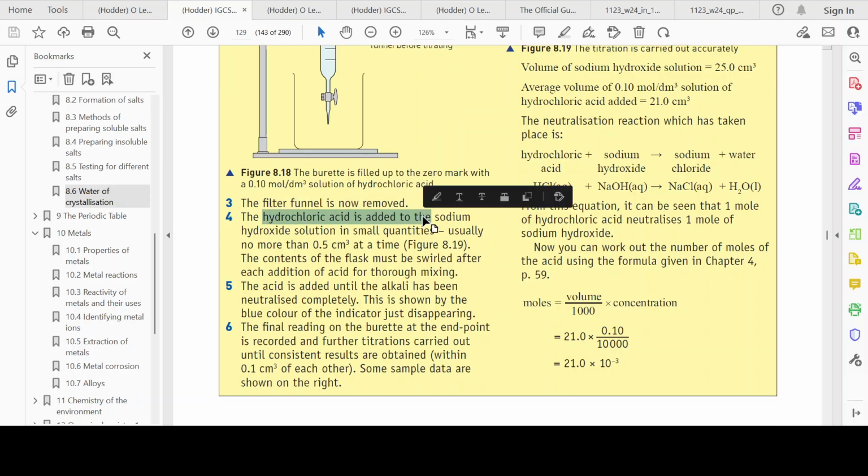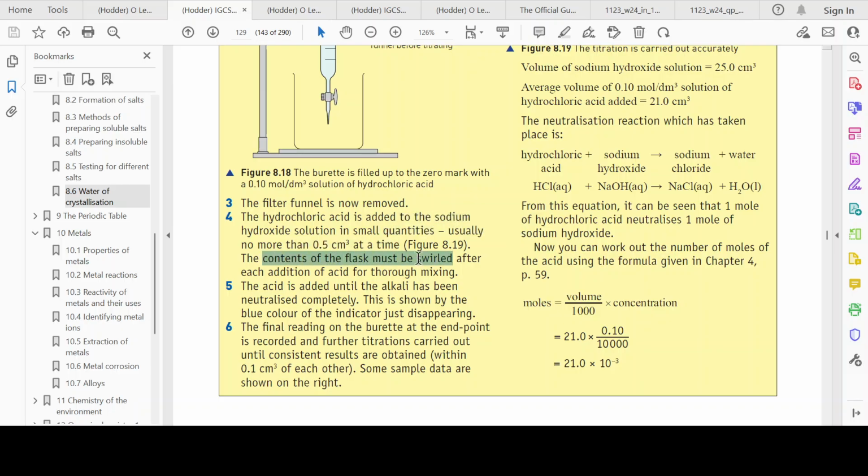The hydrochloric acid is added to the sodium hydroxide solution in small quantities, usually no more than 0.5 centimeter cube at a time. We don't know what the concentration of sodium hydroxide is. If you add a lot of it in one go, you might reach neutralization and the color will change, but you don't really know at what point. You need to be exact, because to figure out the concentration, you need exact values of volume. So you need to be slow initially, adding 0.5 centimeter cube, half a milliliter at a time.